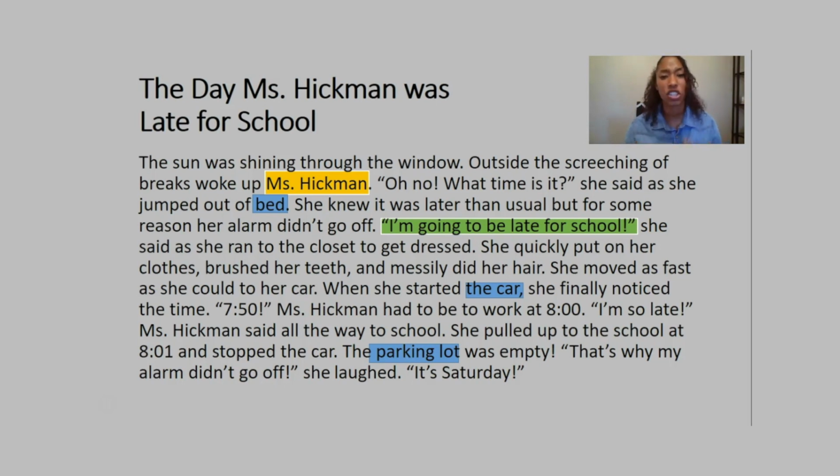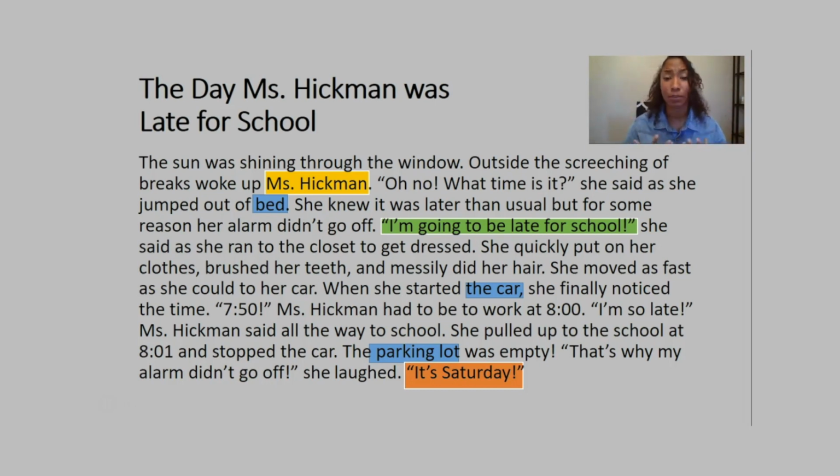Now we're looking for the solution. Well, we're going to keep reading till we get to the end, right? So let's read it again. The solution is that it's Saturday. So she didn't really solve her problem, but it was Saturday. That's how the story ends. So she actually wasn't late for school because it was Saturday. There is no school on Saturday. All right, we have all of the details.